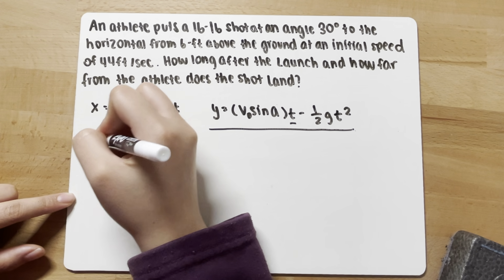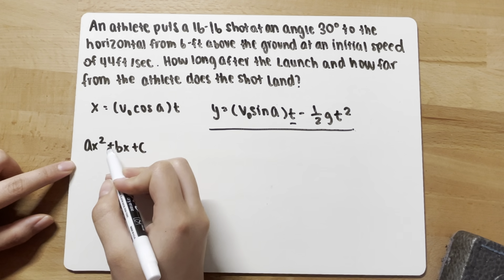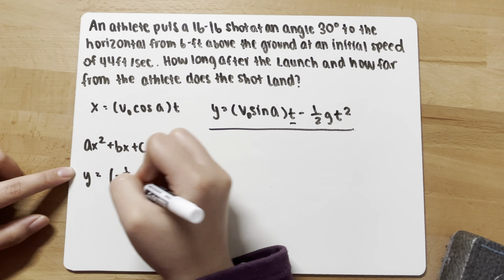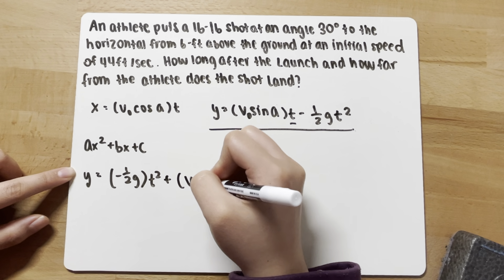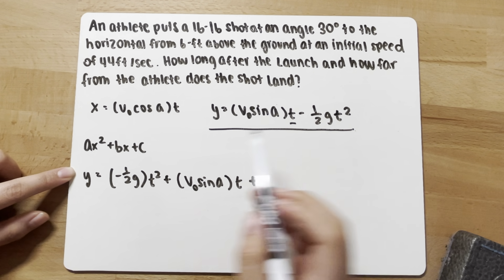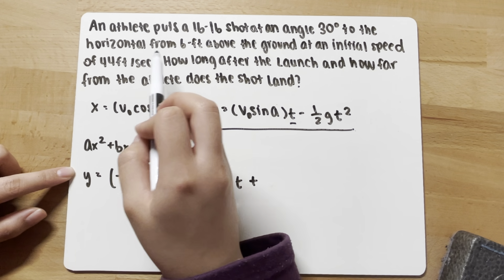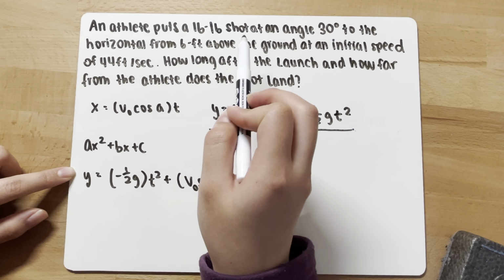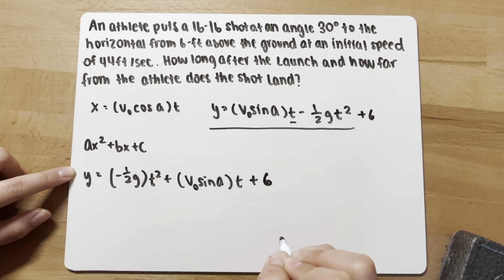So remember, the quadratic formula is ax² plus bx plus c. We will put this into this form. So you get y equals, this would be a, negative 1/2 g t² plus b, which is here, v initial sine angle a, t plus c. And if you see here, there's no c over here, right? But in this problem, the shot starts from 6 feet above the ground. So initial would be 6 feet above. So you would add 6 to that. So c would be 6 over here.